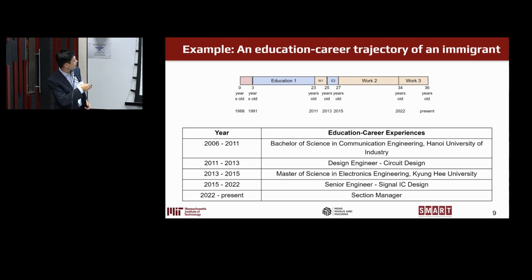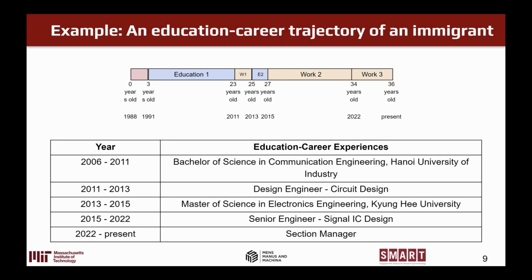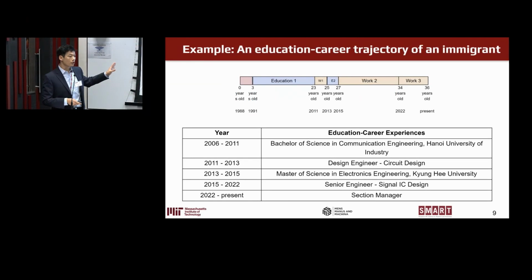So we can see the education, right? He got the Bachelor of Science in Communication Engineering degree by 23 years old, and then started to work as a design engineer. Later he got a Master of Science degree in EE, and then continued to work until now, right? Of course, this is just one example for a person, but when you think about it, it kind of represents a lot of people's trajectories.